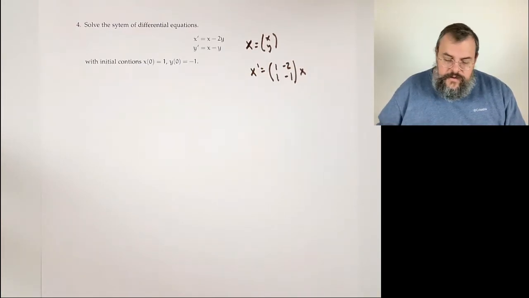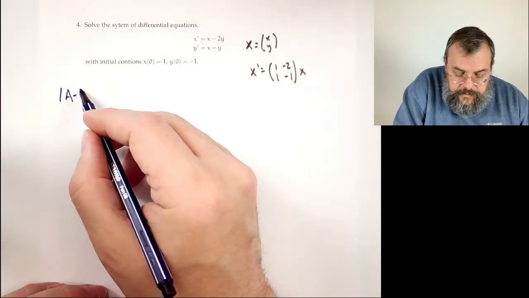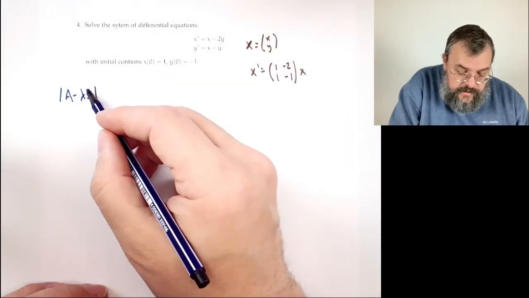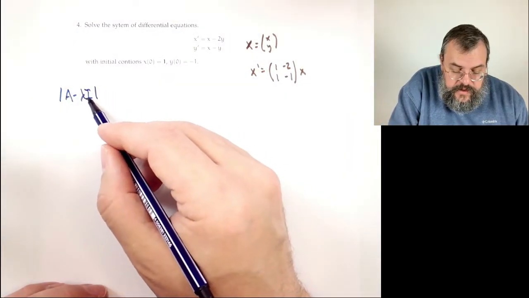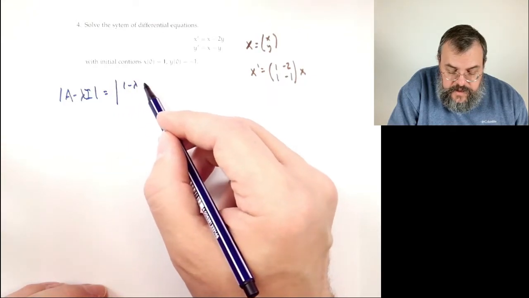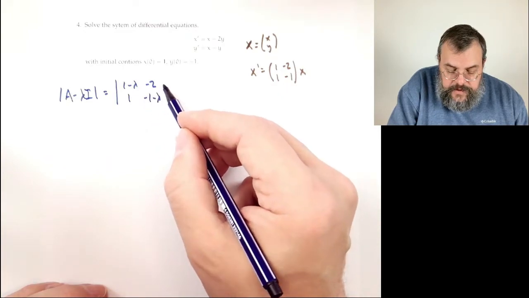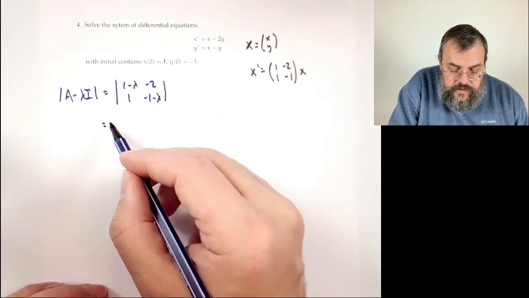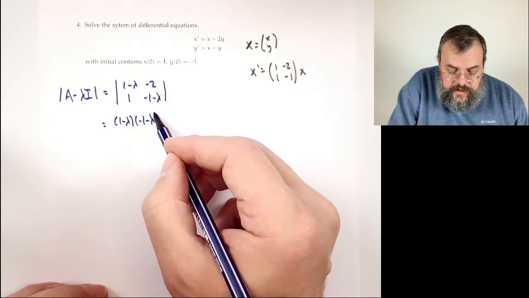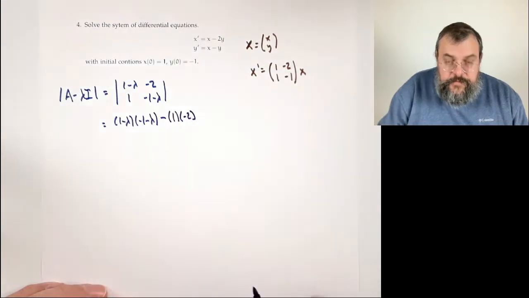So the next step is we're going to take the determinant of A minus lambda I. That's going to give us our eigenvalues. Well, it will if we set it equal to 0 and solve. So that's the determinant of the matrix 1 minus lambda, minus 2, 1, minus 1 minus lambda. So we have 1 minus lambda times minus 1 minus lambda, subtract 1 times minus 2.